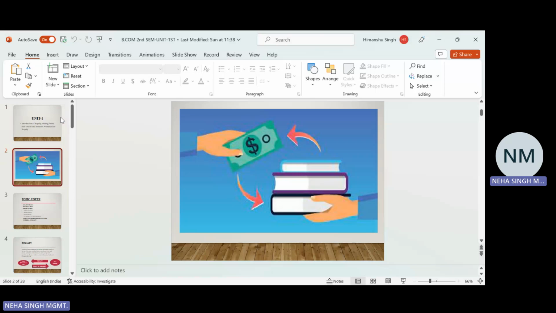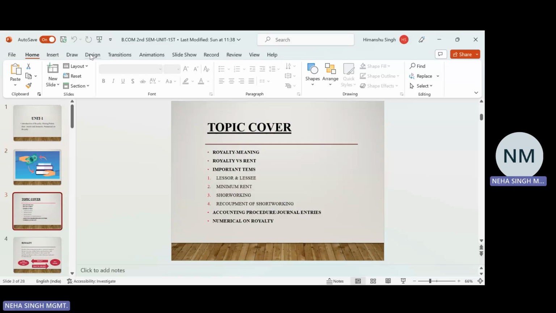In this picture, you will see there's a person who gives books to another person, and for giving the books, he receives royalty against the use of the books, right? So in royalty, we will cover the meaning of royalty versus rent, important terms, accounting procedures and journal entries, and then numericals on royalty.